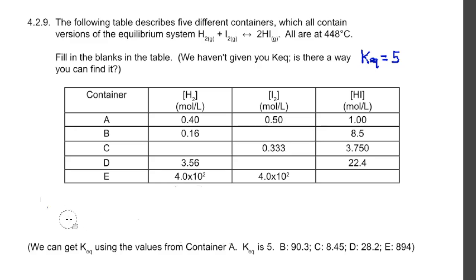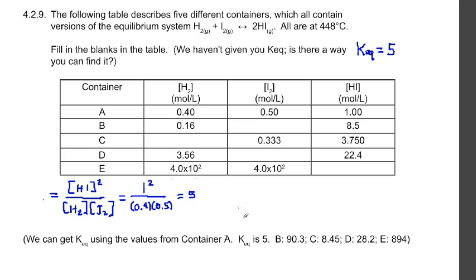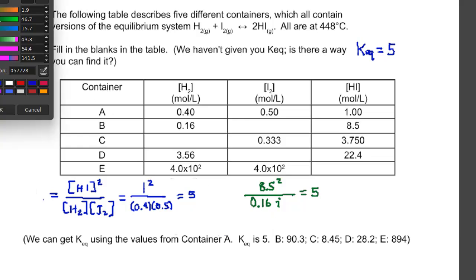So now that we have that, we should be able to stomp the rest of these. So, row B, same formula, only now we know what the equilibrium constant is. We have our HI is 8.5. Don't forget to square it. Our hydrogen is 0.16. We don't know what our iodine is. You can call it X if you want to. I'll call it I just to be a little creative. And we know that has to come out to 5 because our equilibrium constant is always 5. So from this, we must solve it and find out what I, or X, is.